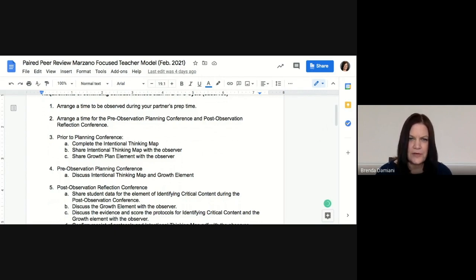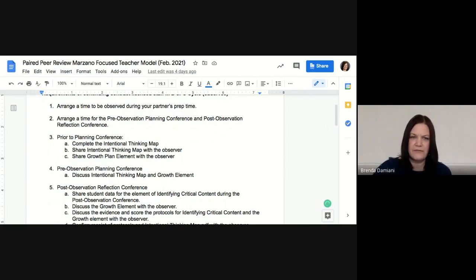You will be observed on your partner's prep time. As a pair, you can certainly do the observations on the same day or within the same week. It might be easier to have your pre-observation planning conference and reflection conference at the same time to maximize that time, or you could certainly split it apart by a few weeks if that makes it easier for your pair. You will arrange a time for a planning conference as well as a reflection conference.